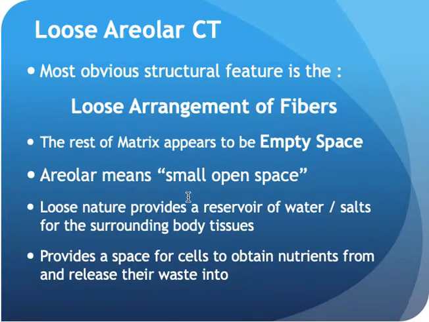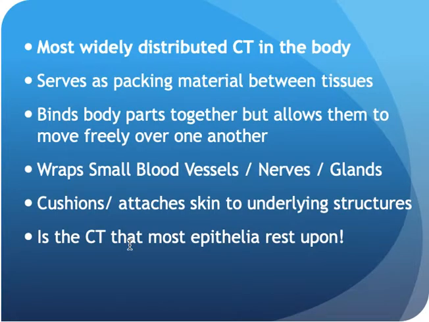So areolar actually means small open space. And all of the loose types of connective tissue are going to have these more open areas, and all the ones that are a little more dense are going to have a lot more fibers in there. Okay, so the loose nature provides a reservoir of water and salts for the surrounding body tissues, and provides a space for cells to obtain nutrients from and to release their waste into. We're going to look at some pictures here too. But this one's going to be the most widely distributed connective tissue in the body.